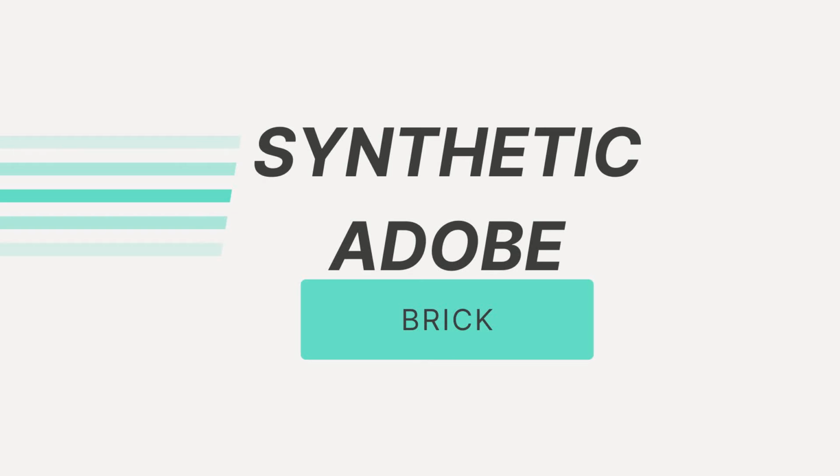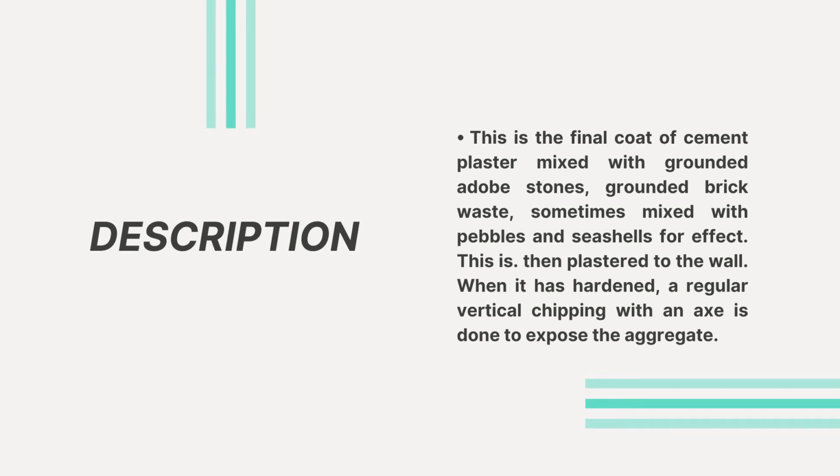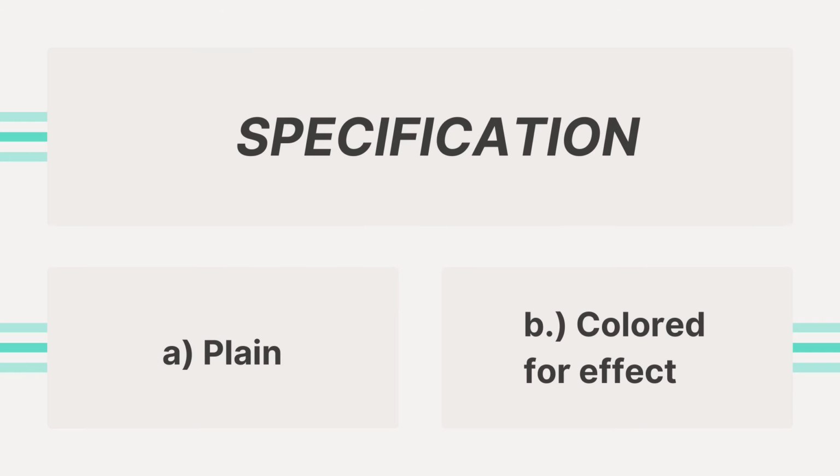Synthetic adobe brick. This is the final coat of cement plaster mixed with ground adobe stones, ground brick waste, sometimes mixed with pebbles and seashells for effect. This is then plastered to the wall. When it has hardened, a regular vertical chipping with an axe is done to expose the aggregate.